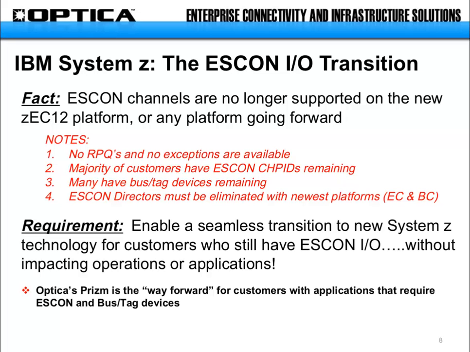If you have devices that are considered legacy ESCON or bus and tag based devices and applications, the way forward is to migrate those onto the EC and BC12 using the Optica Prism solution. We're going to talk to you about how you can do that in a very efficient manner, without impacting your operations and without impacting those devices and the applications they support.